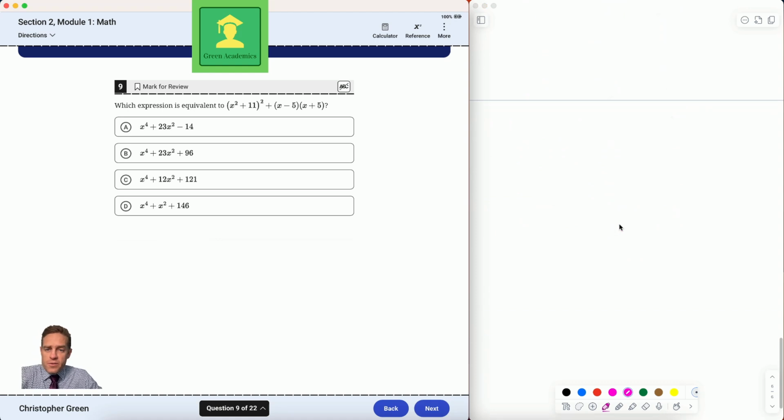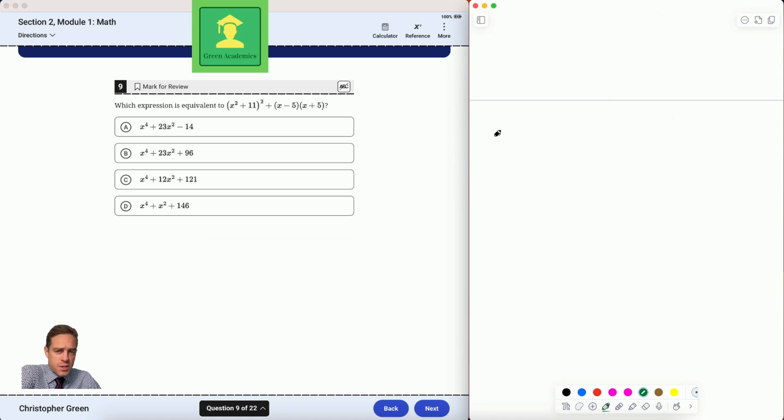Which expression is equivalent to this? This is just about the order of operations and understanding how to do FOIL and expansion. So I'm going to expand the original, which would give you x to the 4th plus 11x squared plus 11x squared plus 121. And then the binomial difference times the binomial sum over here would give you x squared plus 5x minus 25.